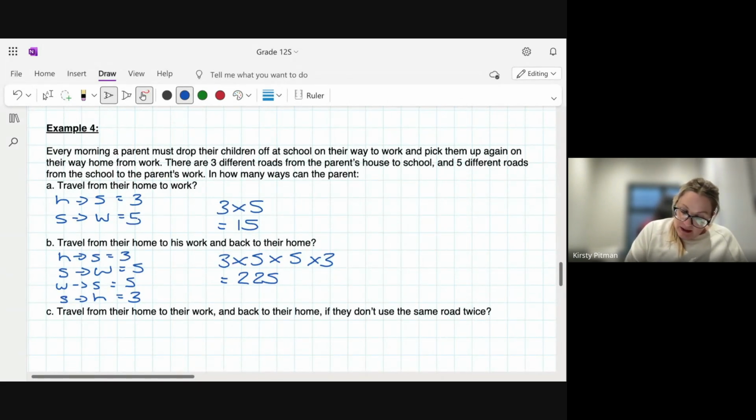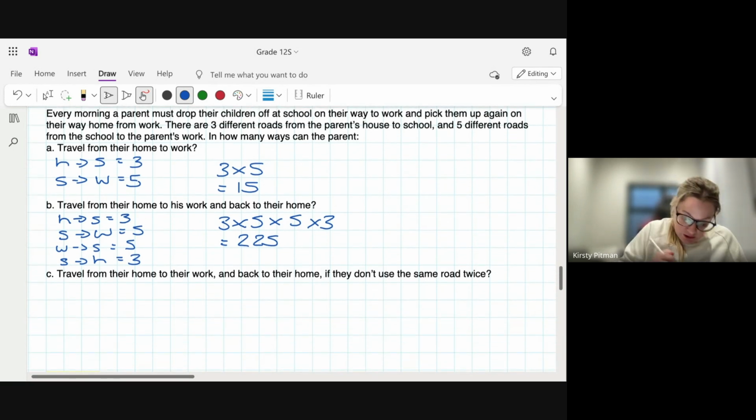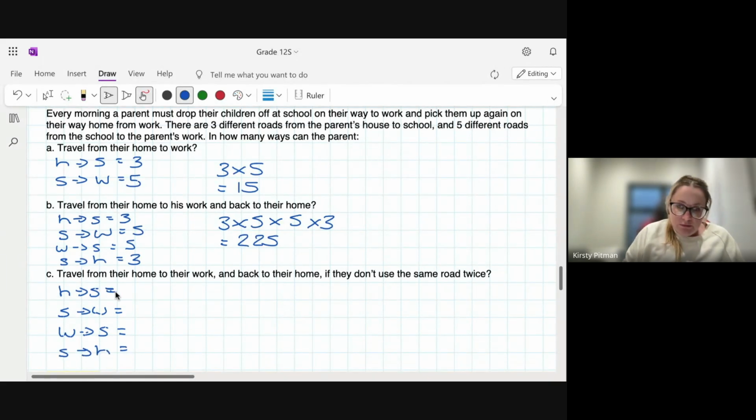Right. In how many ways can the parents travel from their home to their work and back to their home, if they don't use the same road twice? Okay, they're not going to use the same road twice. So I'm going to write it out here for you. You've got home to school, school to work, work to school, and school to home. They don't want to use the same road twice, guys.